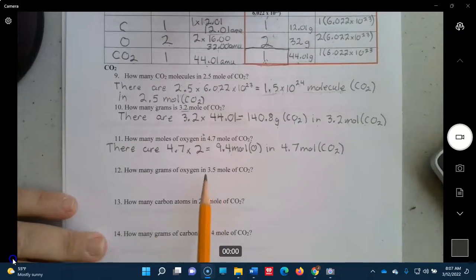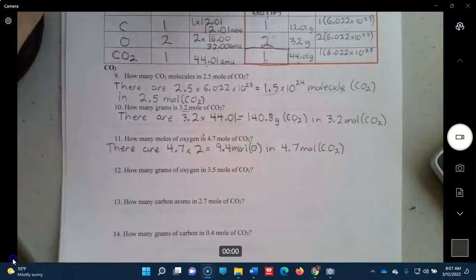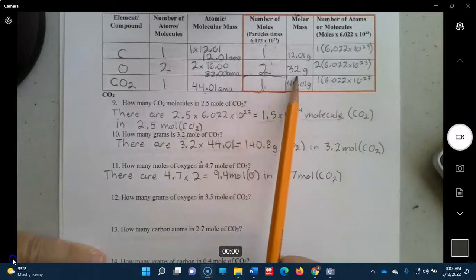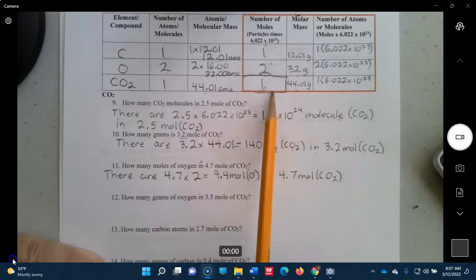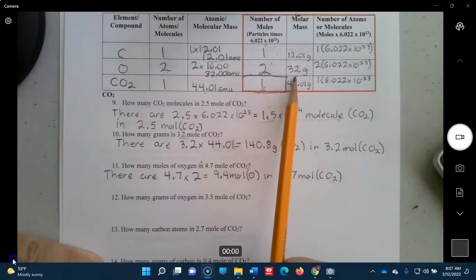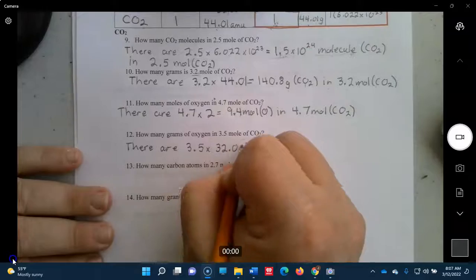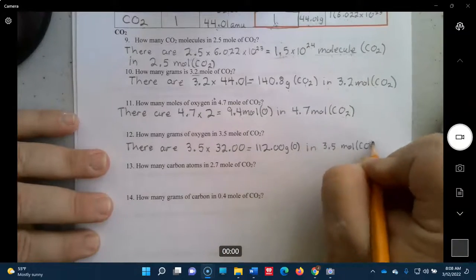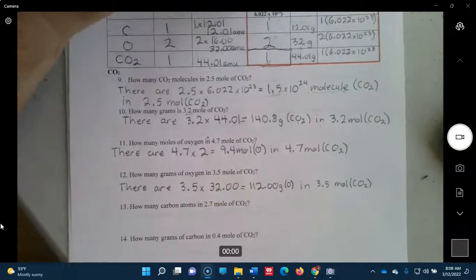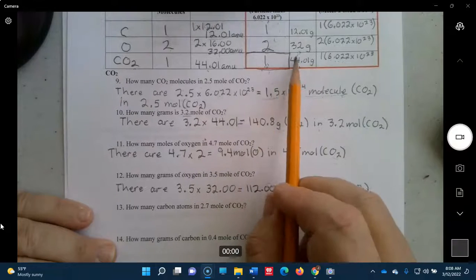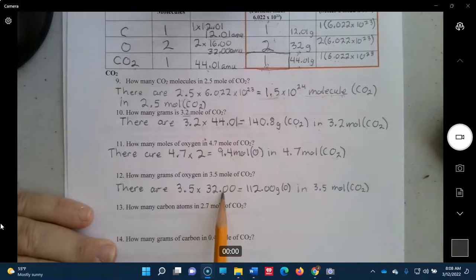How many grams of oxygen in 3.5 moles of CO2? We come back up. In 1 mole of CO2, you need 32 grams of oxygen. So if you want 3.5 moles, you're going to need 3.5 times this number right here. Okay, so again, if 1 mole, you need 32, so 3.5, you need 3.5 times 32. That gives you 112 grams of oxygen in 3.5 moles of CO2.